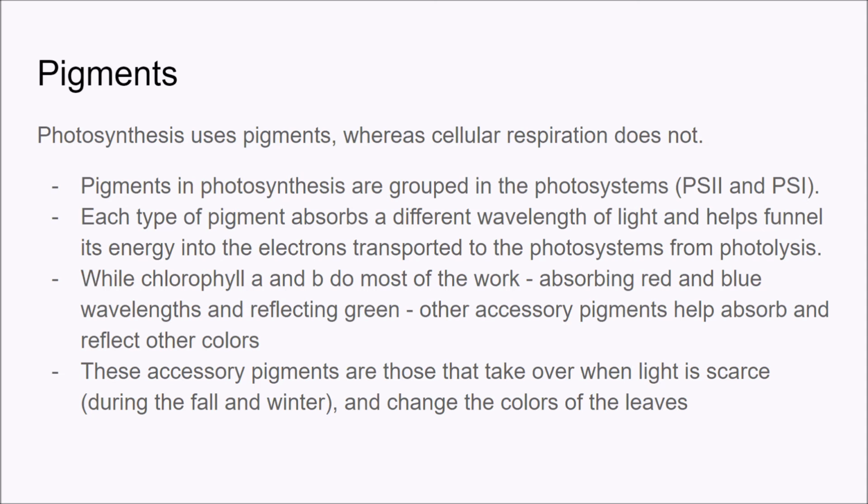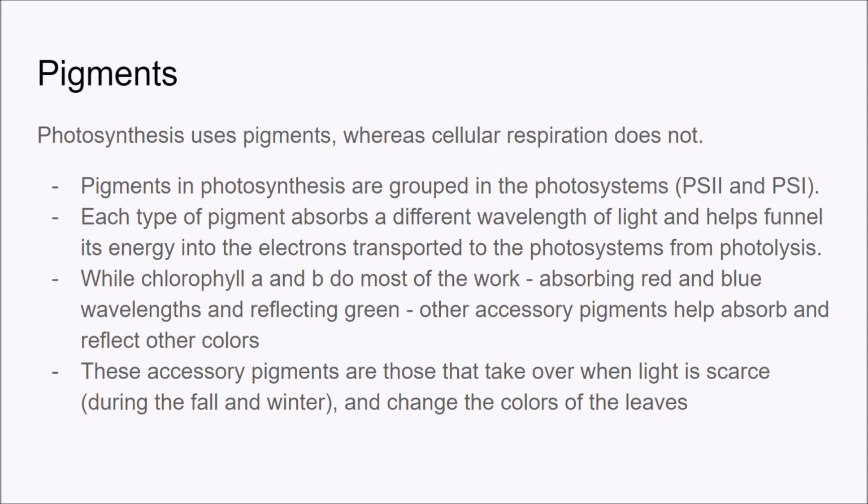And photosynthesis gets it from the sun and channels it using molecules known as pigments. All the pigments in photosynthesis are crowded within PS1 and PS2. Those are our photosystems, is what they're called. And within the photosystems, the pigments are going to absorb different wavelengths of light. Now, most of the heavy-hitting pigments in plants are chlorophyll A and B.